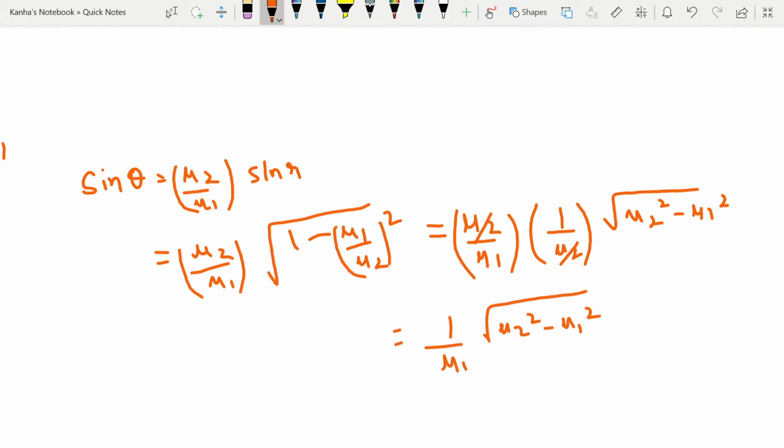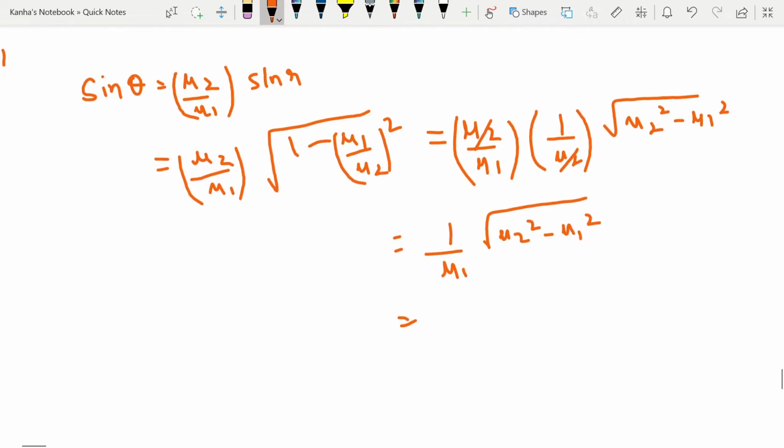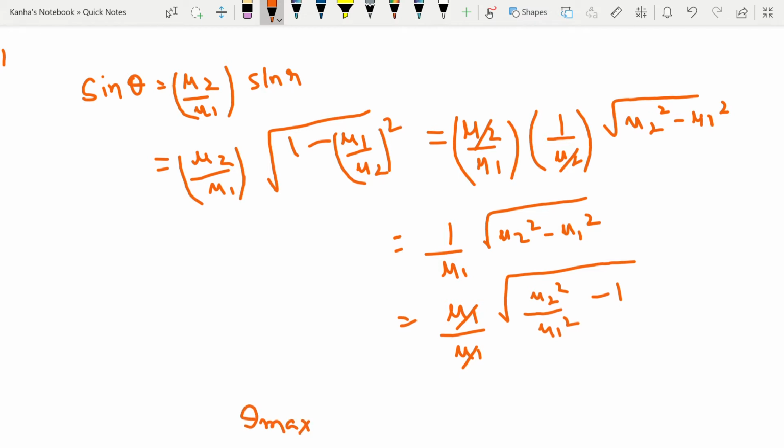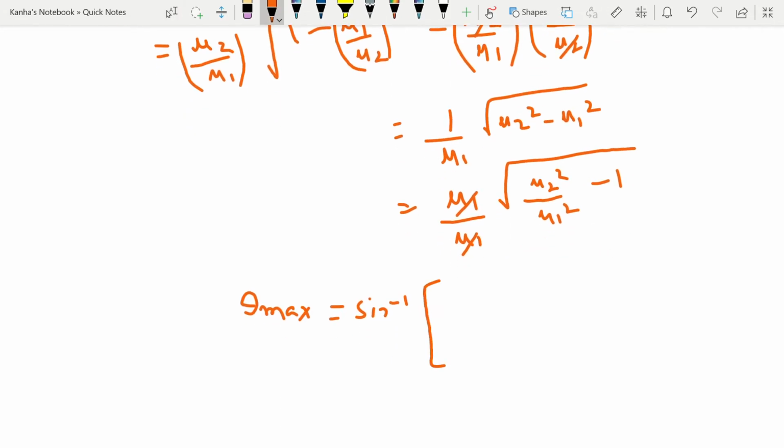Now if I take mu1 square common from the numerator, I have mu1 divided by mu1 into root of mu2 square by mu1 square minus 1. These two will cancel each other out. So I have my theta, which is the maximum theta, is nothing but sine inverse of root of mu2 square by mu1 square minus 1.